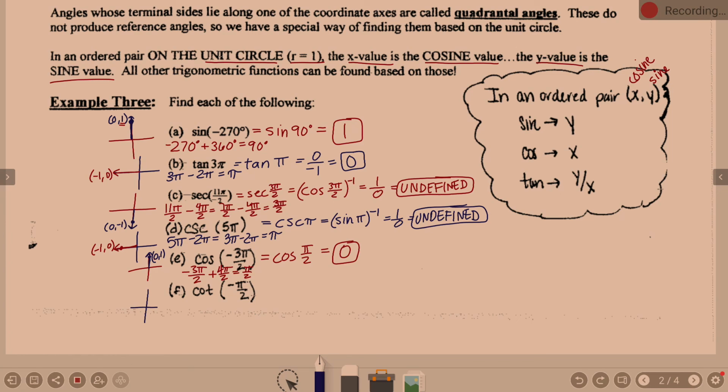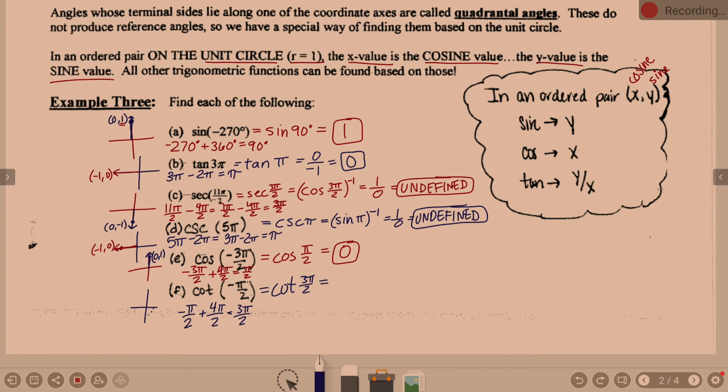Okay, negative pi over 2. It's 3 pi over 2, right? I mean, you could just go straight down there. But negative pi over 2, if we add 4 pi over 2, we are at 3 pi over 2. So we are going to be thinking cotangent of 3 pi over 2. And that's one that I would just leave as negative pi over 2, honestly. I know where that is, right?